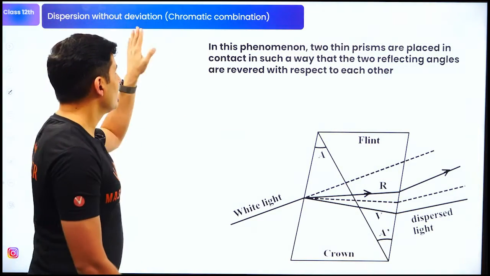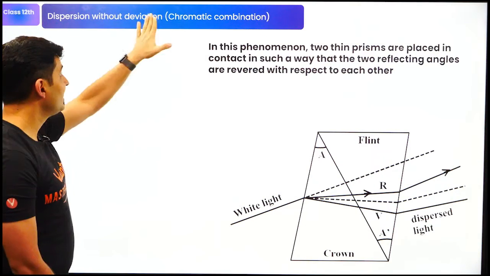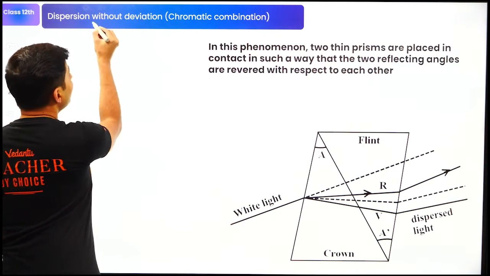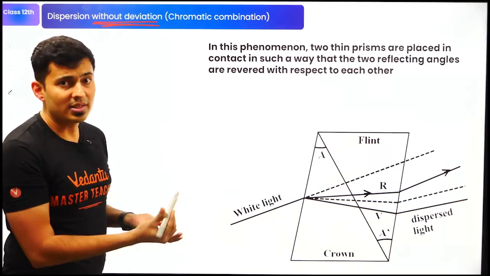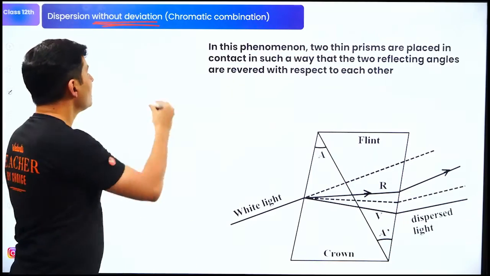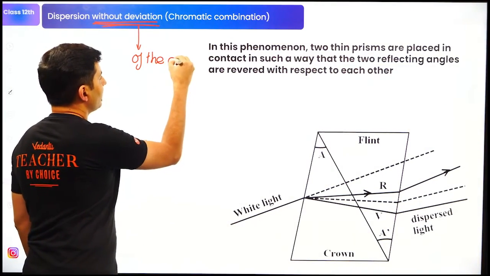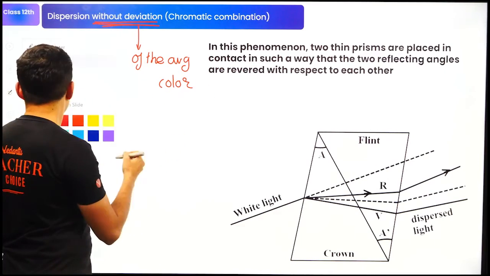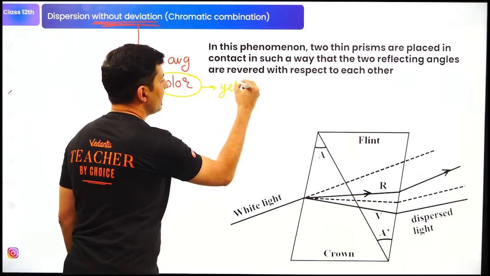Number one is the chromatic combination, often called as dispersion without deviation. Always you're going to concentrate on the word without. So whatever is happening without, that is the one you're going to concentrate on. So there is no deviation happening. So when I say no deviation, there is no deviation of the average color. And we all know the average color in our case is basically yellow.